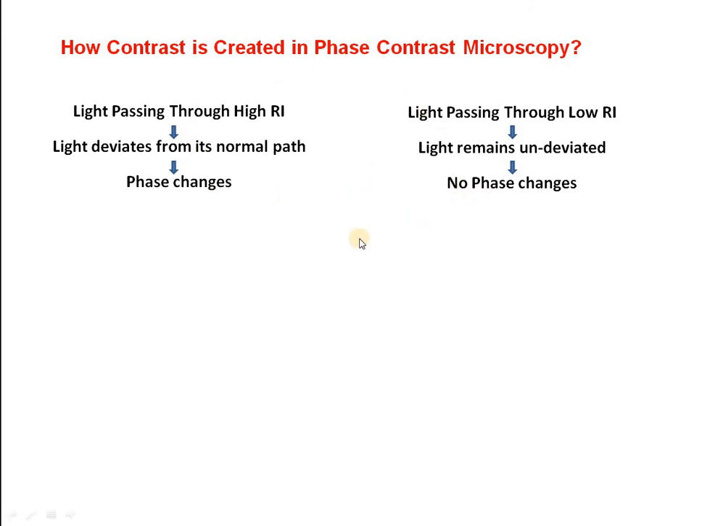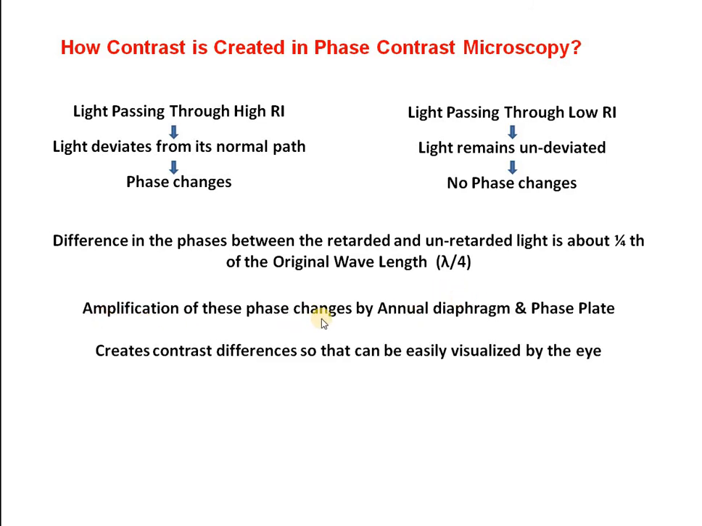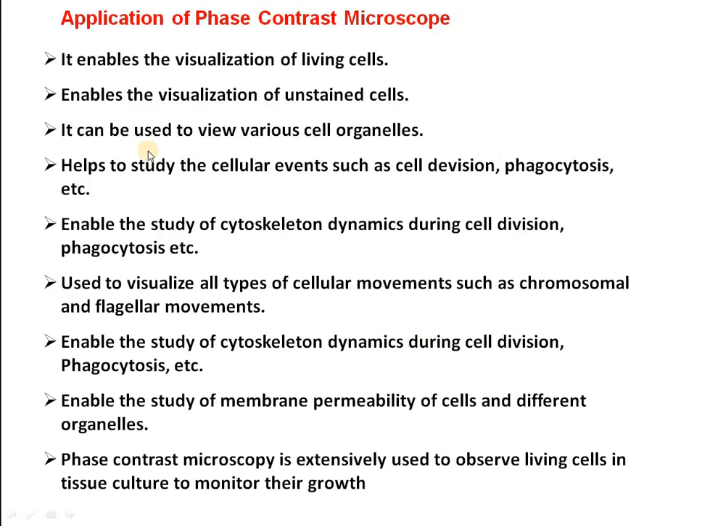So these two regions create a difference in phase. The difference in phase between the retarded and unretarded light is about 1/4 of the original wavelength of the light. But it is very interesting that this small change cannot be visualized with the normal human eye. So it is amplified with the help of the annular diaphragm and phase plate. These two structures amplify these differences so that the contrast difference can be easily visualized with the eye. So what are the applications of the phase contrast microscope?